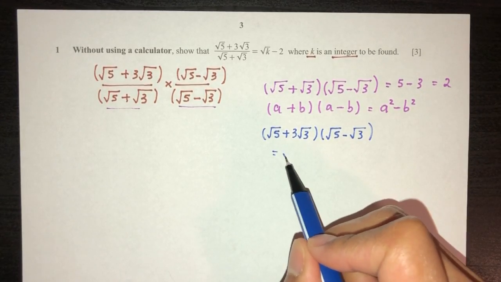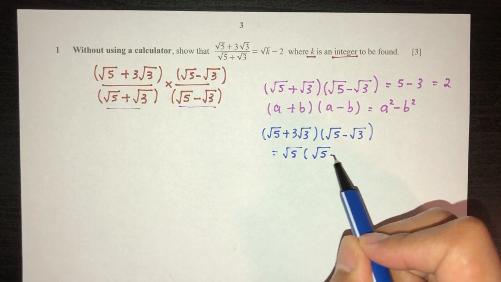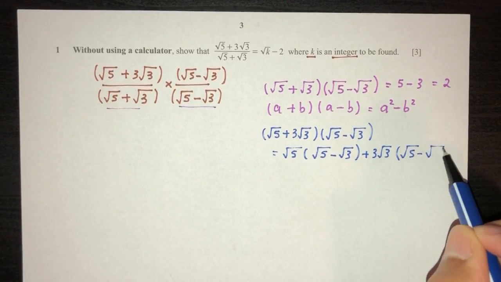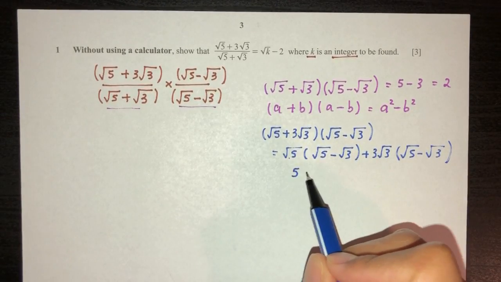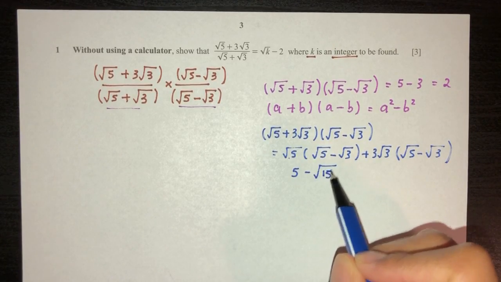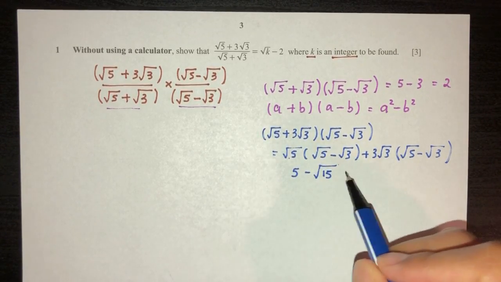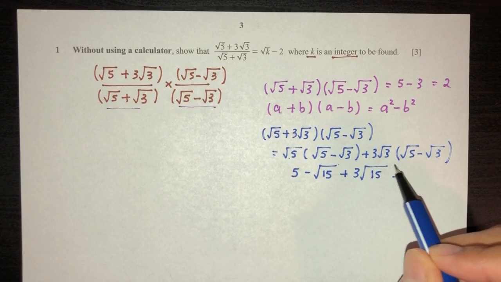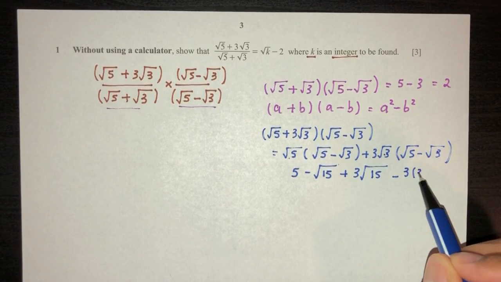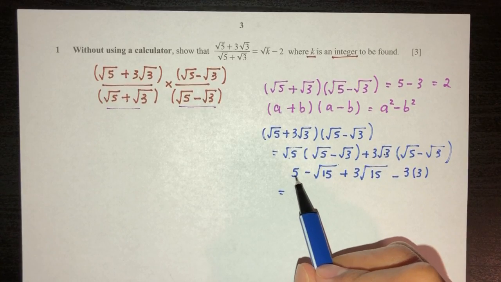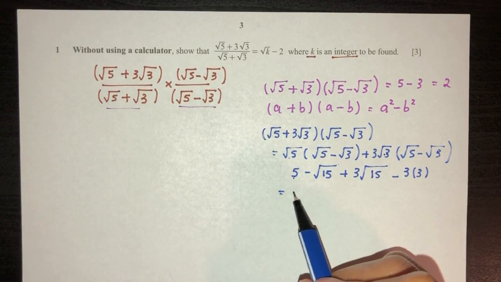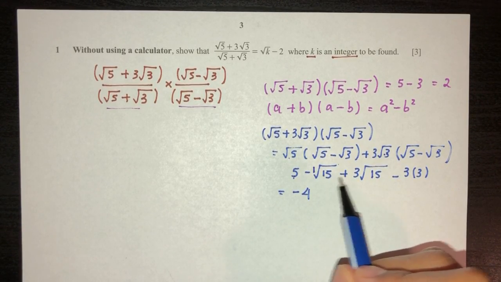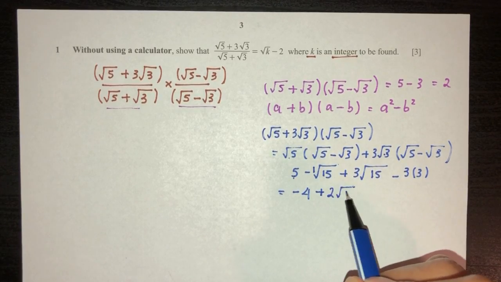Now step by step, that will be root 5 multiplied by root 5 minus root 3 plus 3 root 3 root 5 minus 3 root 3. Now this time this is 5 and this time this will be root of 15. So we only multiply the inside and this root remain the same. Now this one will be 3 root inside will be 15 and minus 3 is outside. Root 3 times root 3, that will be 3. Okay, simplify. This minus 9, so 5 minus 9 is minus 4, and this one is minus 1 root 15 plus 3 root 15, that will be plus 2 root 15.